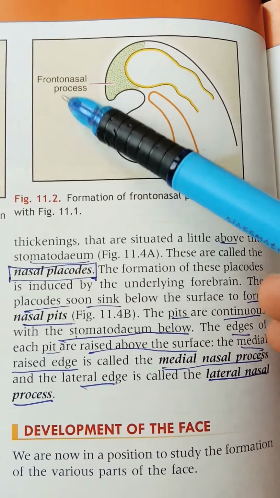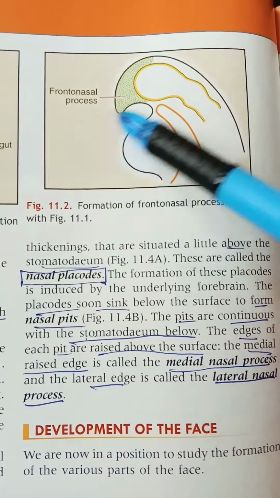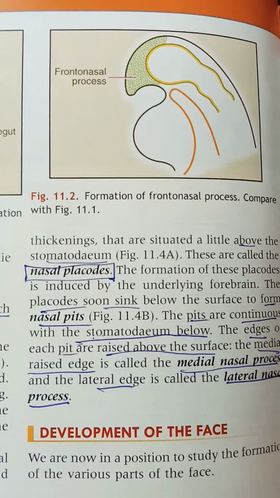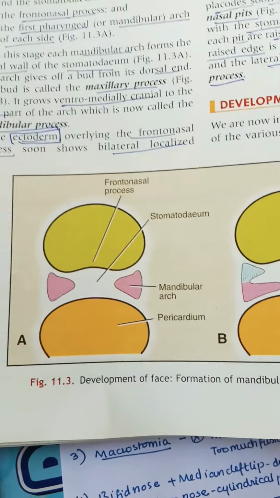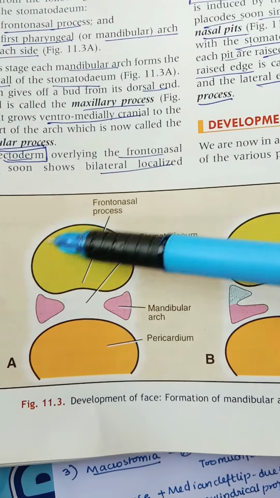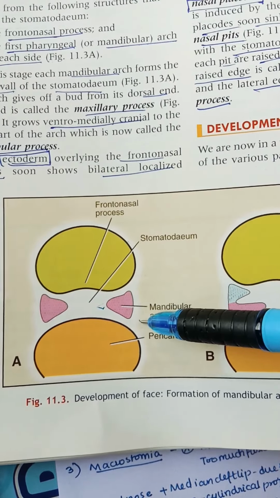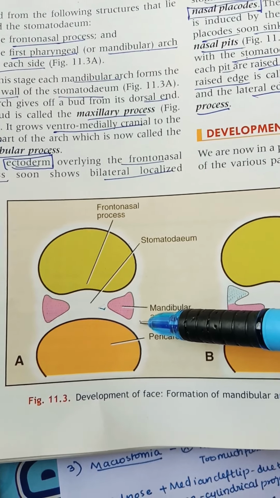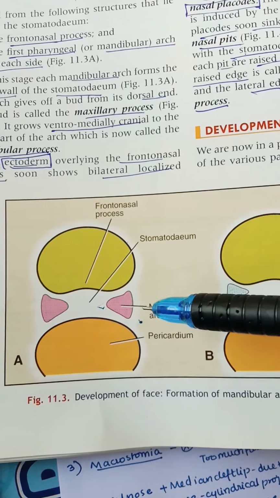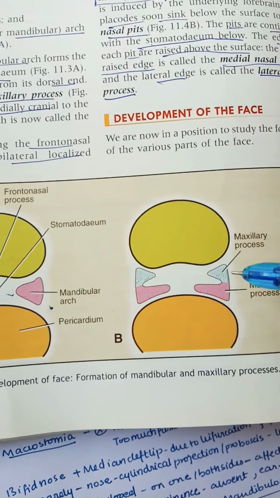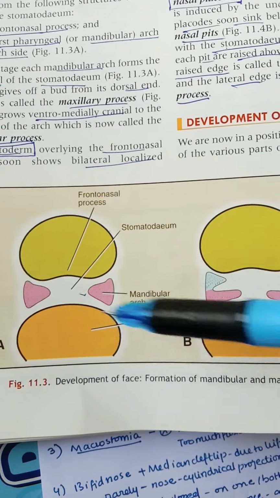And you can see this is a frontonasal process. So this process helps us a lot in the formation of face. Now let us continue forward, and here you can see this is the frontonasal process. This is the stomatium. This is a mandibular arch. You know that mandibular arch is part of first pharyngeal arch. So this further divides to form even the maxillary process. So this is a mandibular arch and this is a pericardium.